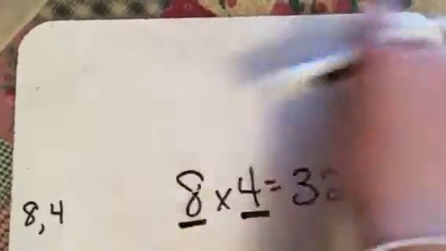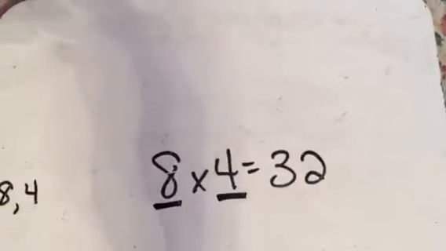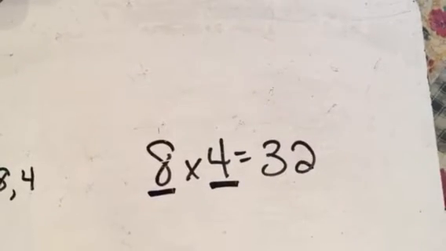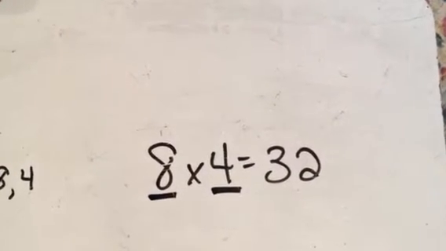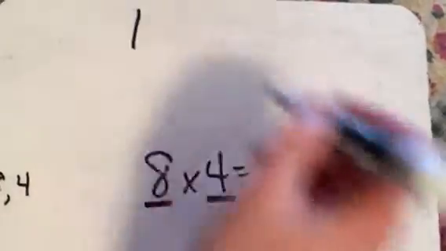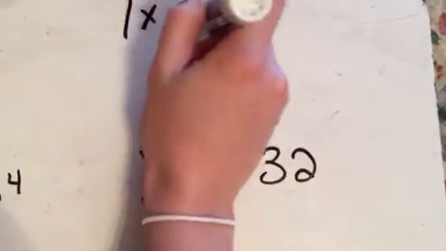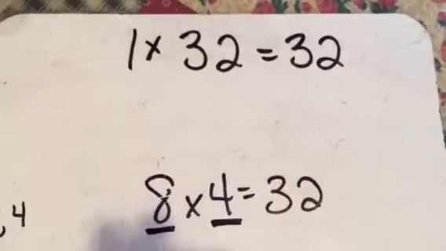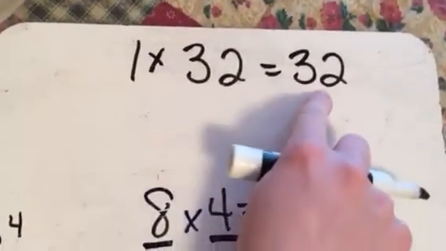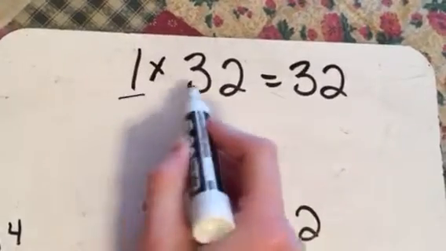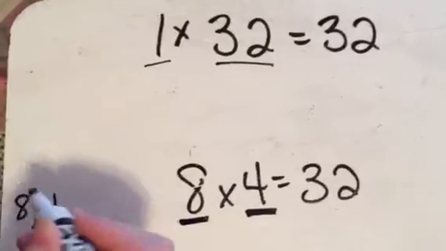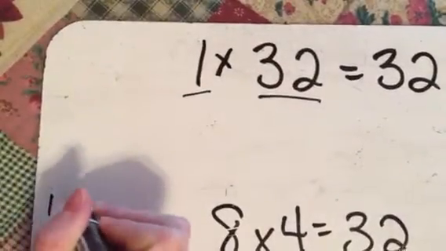Alright, so let's think about the number 32. Can anybody think of any other ways that we could multiply two numbers together to get 32? You need to know that 1 and the number itself are always going to be factors of the number that we're talking about. So if we were trying to find factors of 32, we know that we could do 1 times 32 is going to give me 32. So I'm going to jot those down over here too.